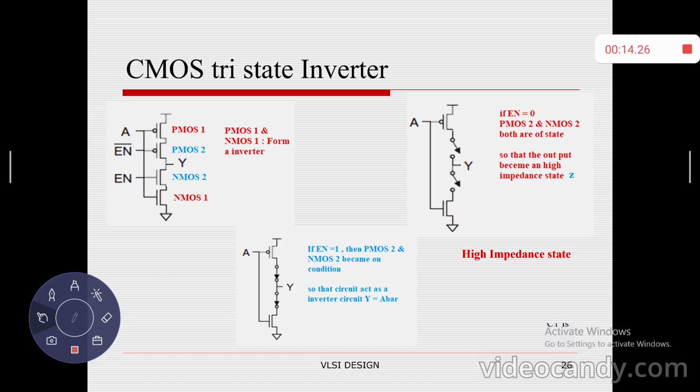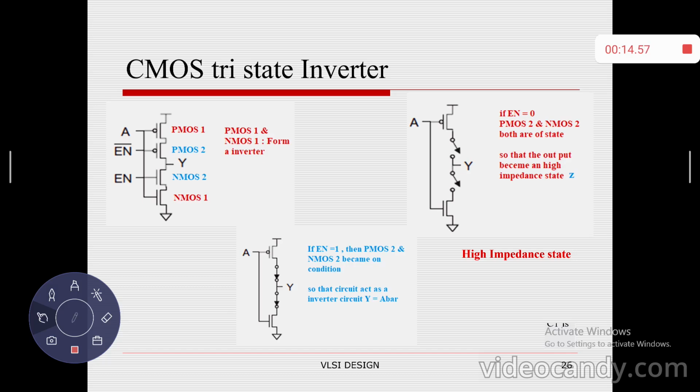So what happens when the enable line equals 1? Both the PMOS 2 transistor and the NMOS 2 transistor are on, so it forms an inverter circuit. Whatever input you have connected at input A will be inverted at output Y. So if A equals 1, the output will be 0. If A equals 0, the output will be 1. And if both PMOS 2 and NMOS 2 are off, it is called a high impedance state.